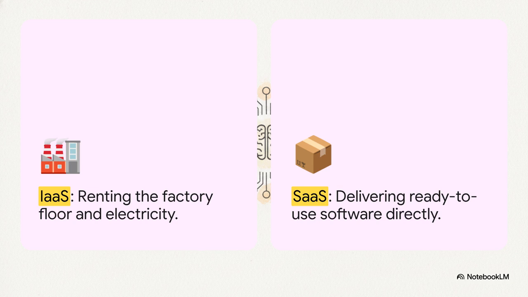Then there's Platform as a Service, or PaaS, which gives developers a flexible platform to build applications. Think of that like renting a factory that already has the assembly line set up and ready to go. And finally, Software as a Service, SaaS, delivers ready-to-use software right over your web browser. You're basically just paying for the finished goods without worrying at all about how they were made.